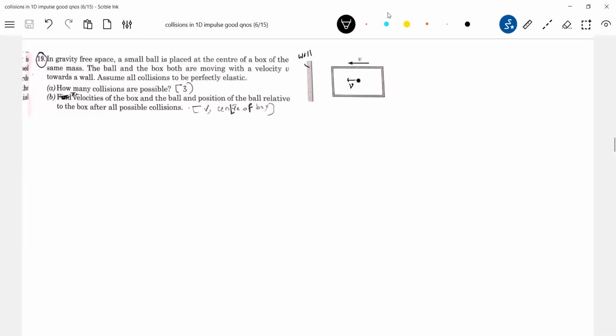How many collisions are possible? The velocity of the box and the ball and the position of the ball relative to the box after all possible collisions. First, we'll go and collide. The box will go and collide. You just extend this diagram. If you're able to imagine, well and good.